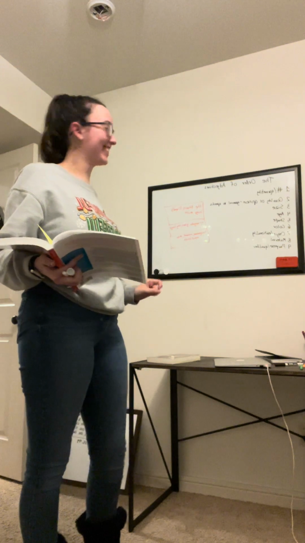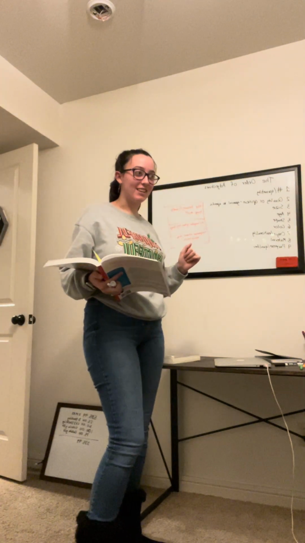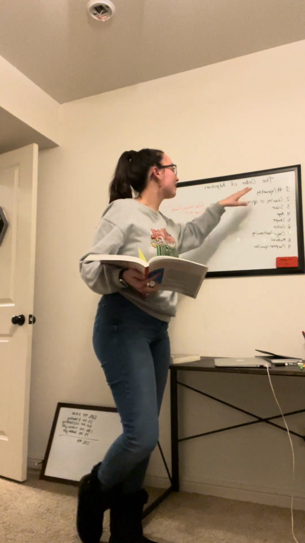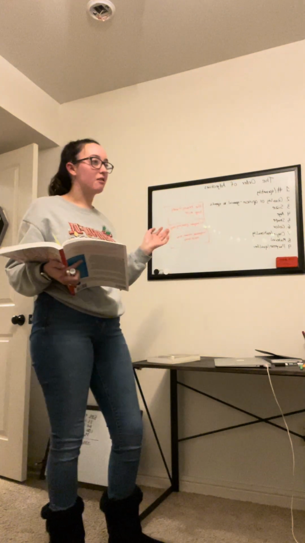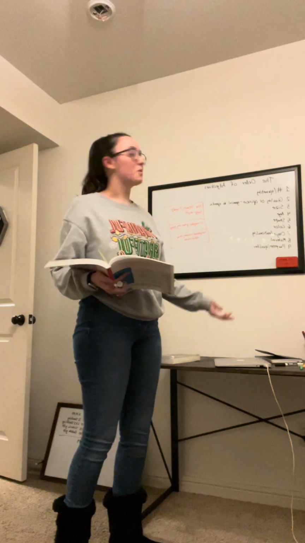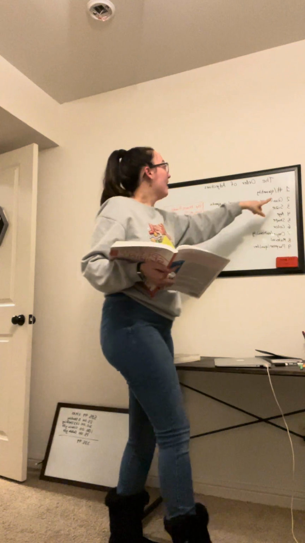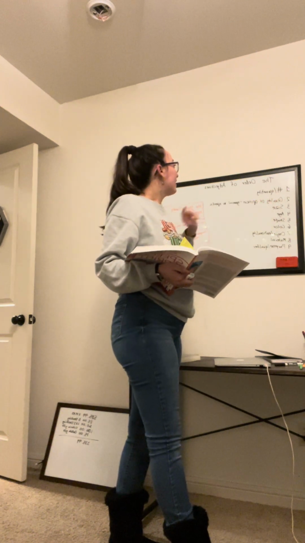Okay, so today we are going over the order of adjectives. First, let's look at the order that we need to go through. The first one is number or quantity. So if I have a sentence that says 3 or 2, that's going to be the very first word that comes. Number 2 is quality or opinion.